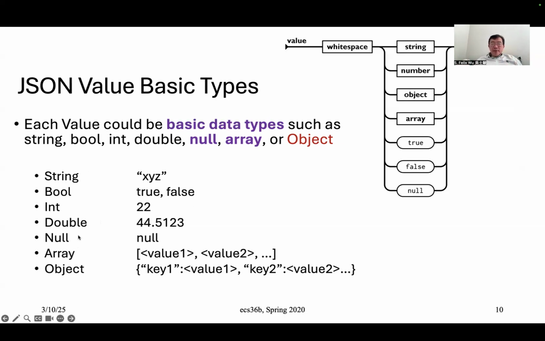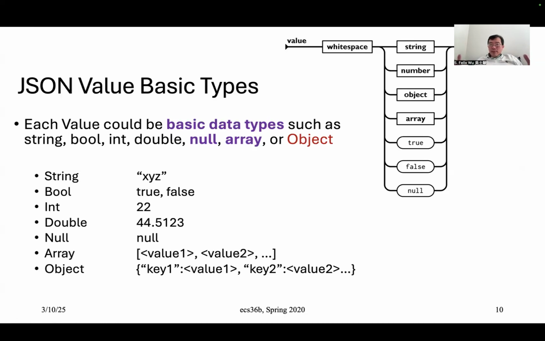So now 1 to 5 are the basic types: string, boolean, integer, double, and null. And number 6 is called array. You could have a value which is really an array of things. An array, as I mentioned, is represented by a pair of brackets, and within the brackets you have a bunch of values. And then you have an object. An object is represented by curly brackets, such that a value could be an object, and within that object you have one or more pairs of key value pairs.